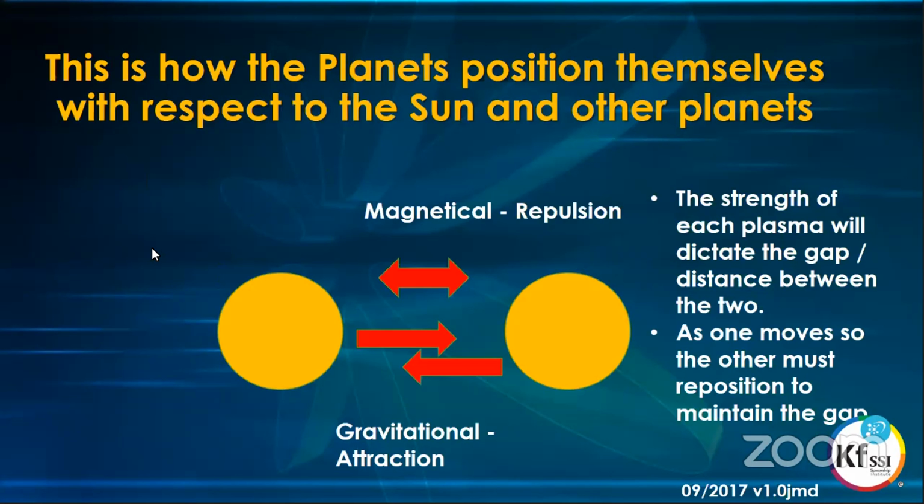The same concept can be applied when we look at how planets are positioning themselves in respect to the sun. It's all based on magnetical and gravitational forces. And it's the strength of each plasma, whether it's the sun in relation to the earth, which dictates that too, and the movement. As the one moves, the other one repositions. So that's how your planets are positioning themselves around the sun in our solar system.